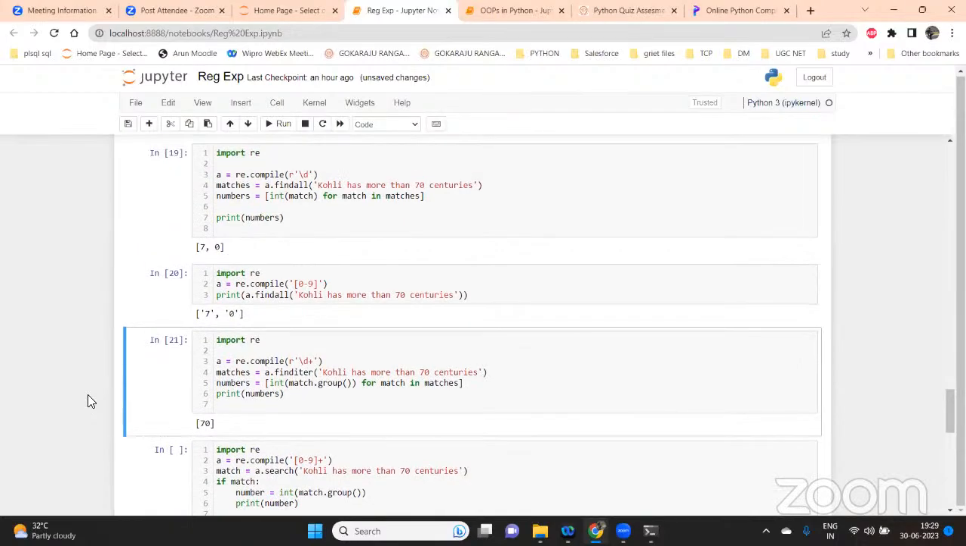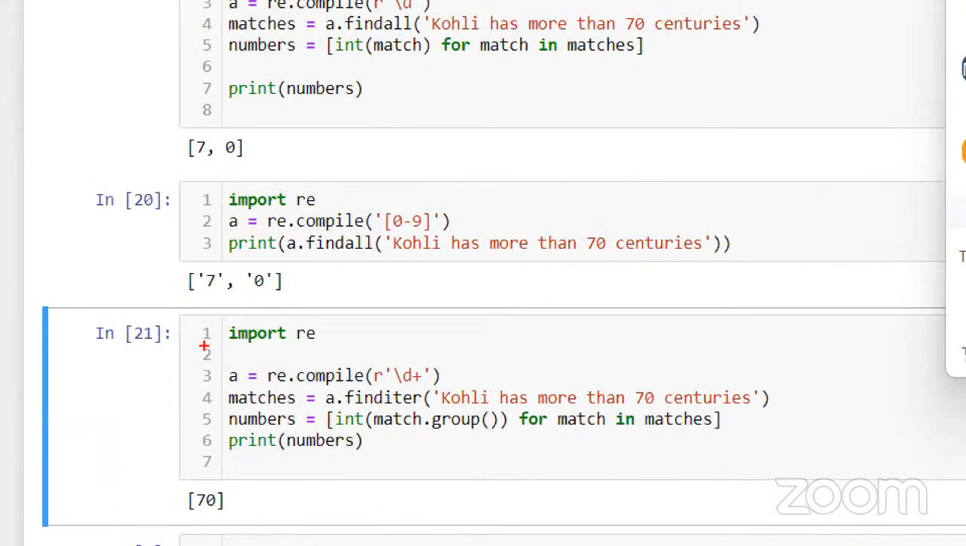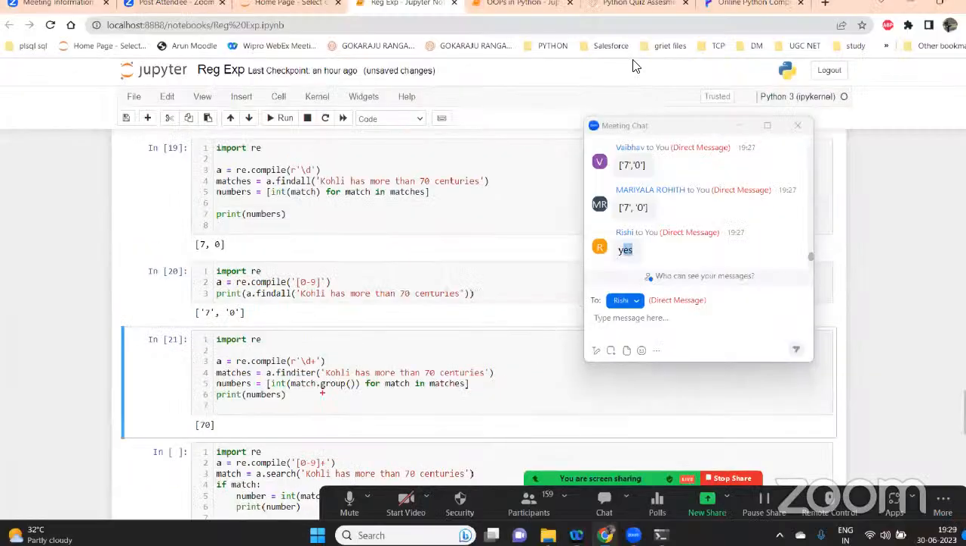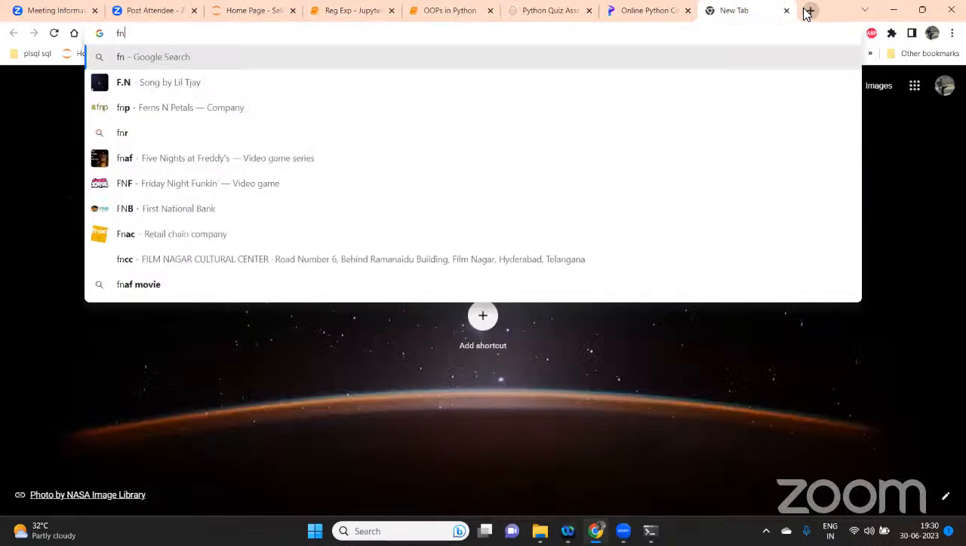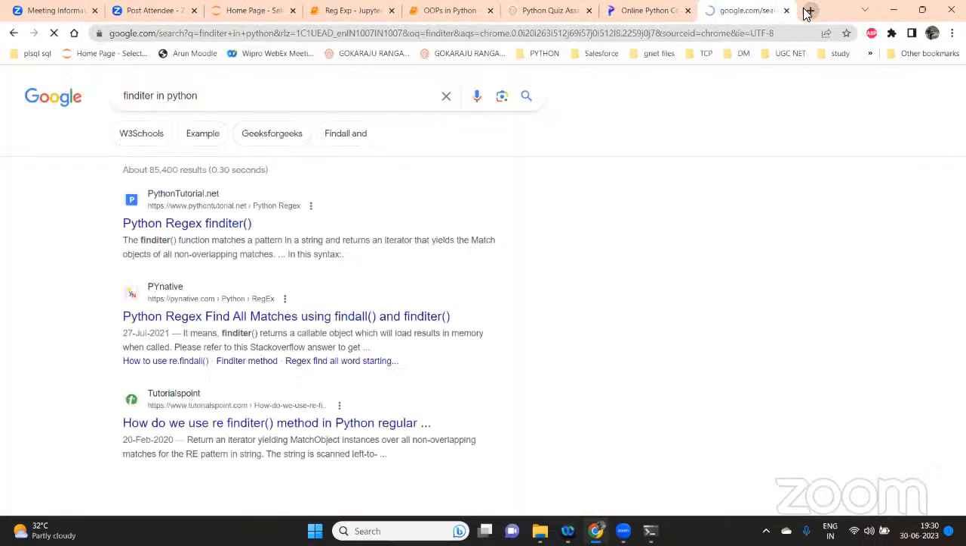Okay. So what is the output we are getting in this case? I want to extract the digit as it is, whatever it is there in the string. So here we are separating them into a list. Any string that is appearing in the list, I want to extract that as it is. So 70 should be extracted as it is. So we are using the iteration function, find iter.